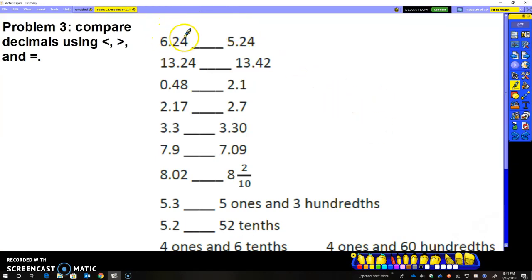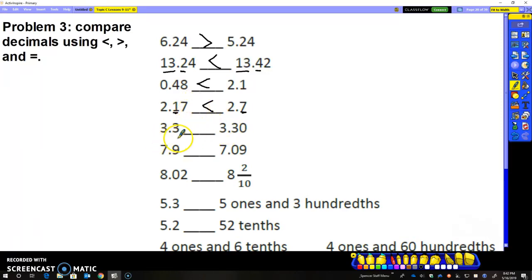Alright, 6 and 24 hundredths, 5 and 24 hundredths. Obviously, 6 ones is larger than 5 ones. This time our ones and our tens are the same, and now we look at our tenths. So 4 tenths is greater than 2 tenths. Now I have 48 hundredths versus 2 wholes and 1 tenth. Well, obviously 2 wholes wins out. Now I have the same wholes, but now I go to my tenths, and that one has 1 tenth, and this one has 7 tenths. So 7 tenths is larger.